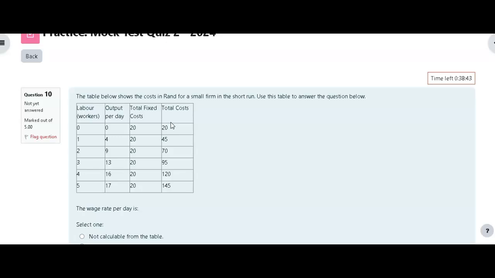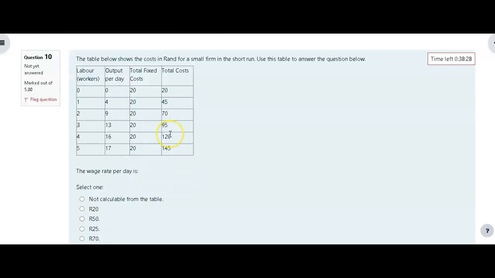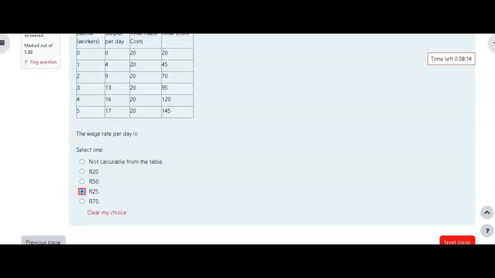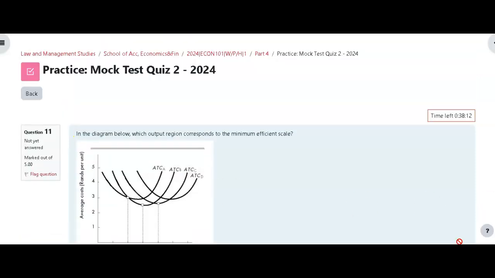So the total cost of wage is 25, but you want per hour. So over here, you say 25 divided by, let's see, wait, 25. No, sorry, wage rate per day. So that's right, 25. So the answer should be 25. If you think about it over here too, same. 70 minus 20, that's 50. And what is 50 divided by 2 workers? Because you want each worker, so that's 25. So you'll keep on getting 25 as the answer, so you know that's correct.